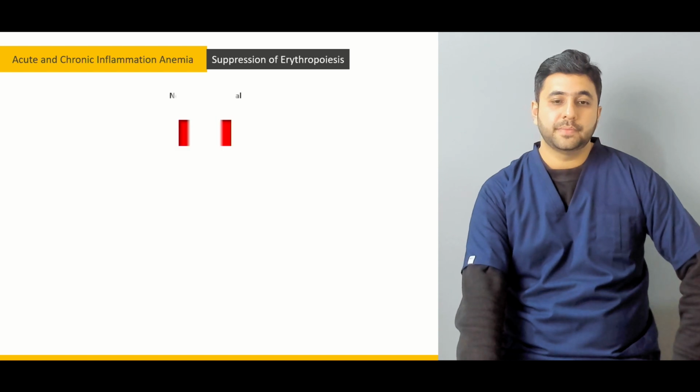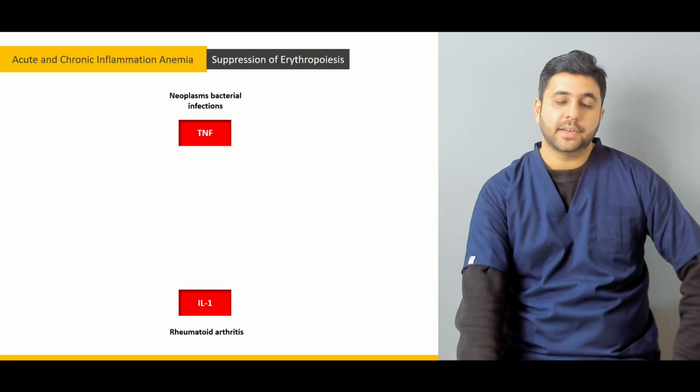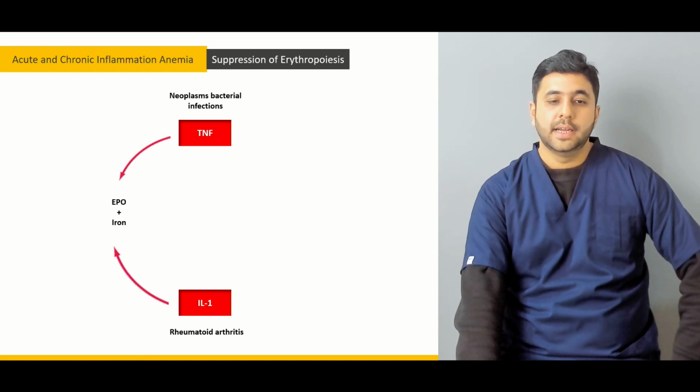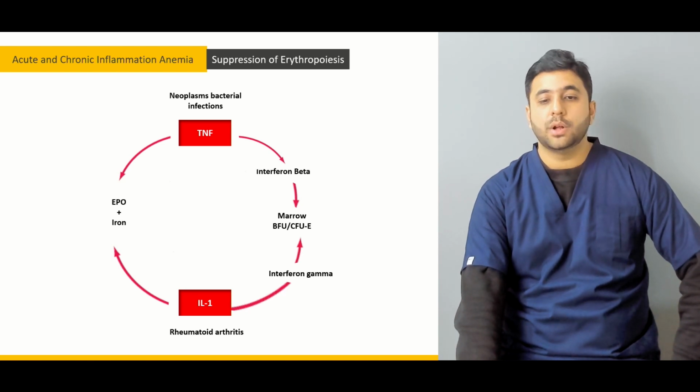Explaining this further, let's talk about what happens if we have a neoplasm or a bacterial infection. An inflammatory cytokine, for example TNF alpha, is being produced. In case of rheumatoid arthritis, we might have interleukin 1 production. These lead to a decrease in the erythropoietin levels at the level of the kidney. So there is not enough erythropoietin to stimulate the bone marrow. Along with that, these produce interferon, be it interferon beta or interferon gamma, which also leads to suppression of the bone marrow. So the bone marrow does not have an effective erythropoiesis.